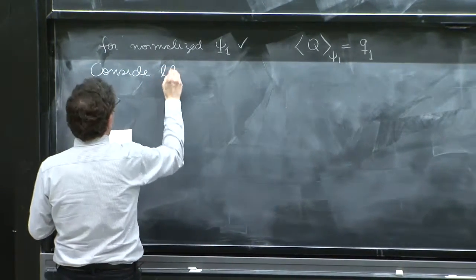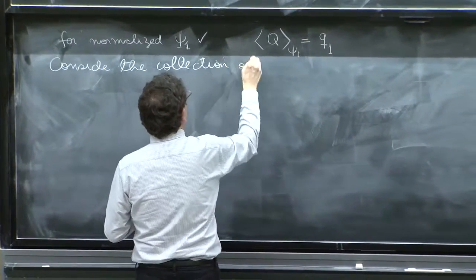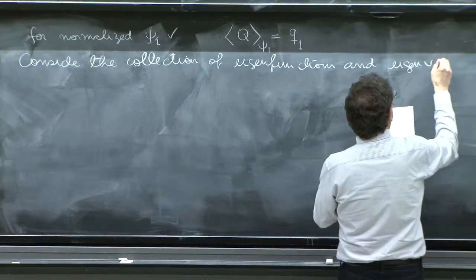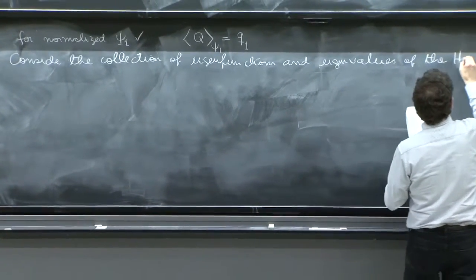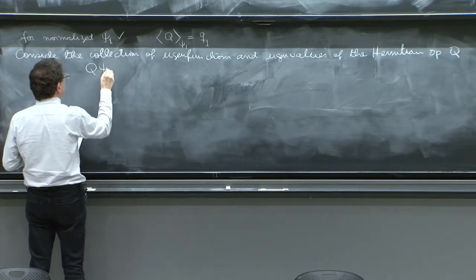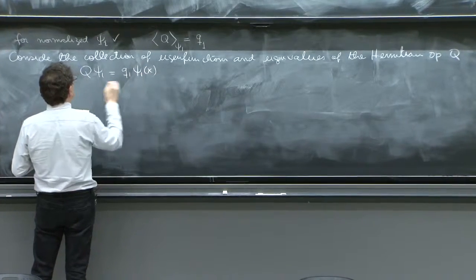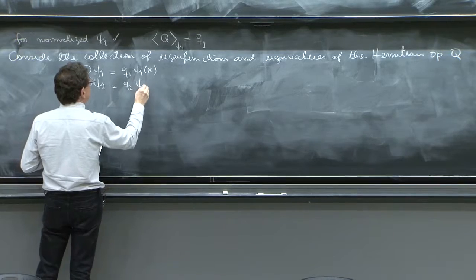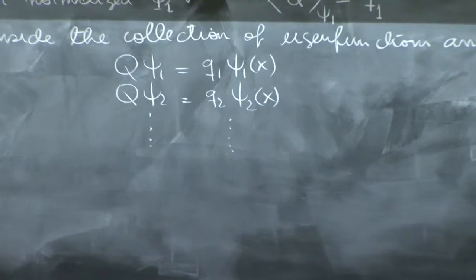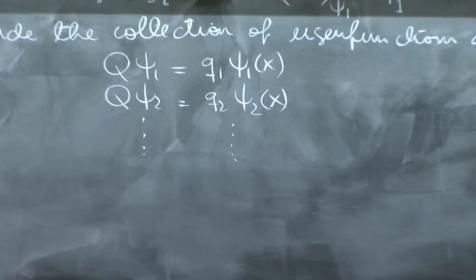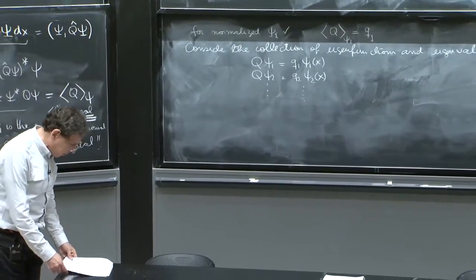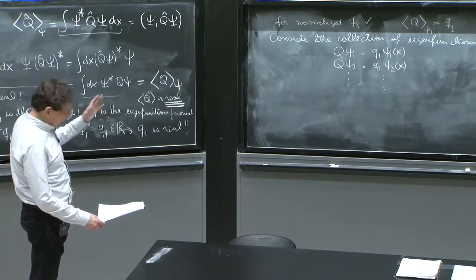Consider the collection of eigenfunctions and eigenvalues of the Hermitian operator Q. And then I go and I say, well, Q psi 1 equal Q1 psi 1, Q psi 2 equal Q2 psi 2, and dot, dot, dot. And I actually don't specify if it's a finite set or an infinite set. The infinite set, of course, is a tiny bit more complicated, but the result is true as well, and we can work with it. So that is the setup, and here comes the claim.